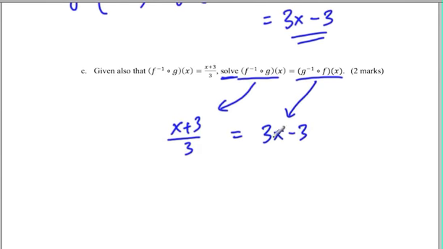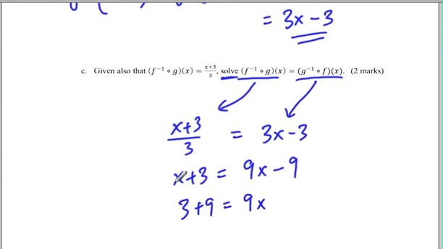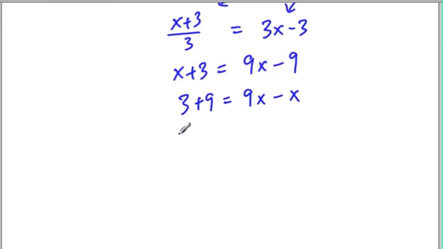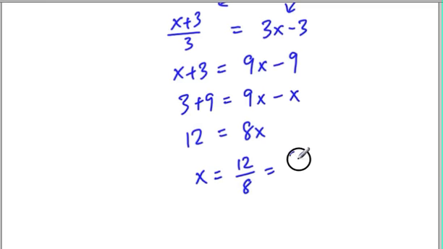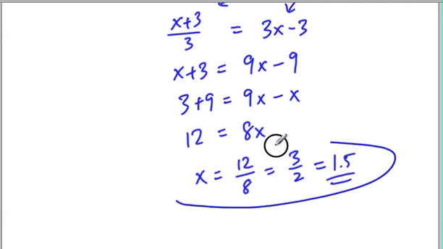So what we can do is multiply both sides by 3. So it becomes x plus 3 equals 9x minus 9, because each of these gets multiplied by 3. And now, just bring all the x's to one side and the numbers to the other. So this will be 3 plus 9 is equal to 9x minus x. So this is 12 is equal to 8x. And so x is equal to 12 divided by 8, which is also 3 over 2, which is also 1.5. And that's our solution for this one.